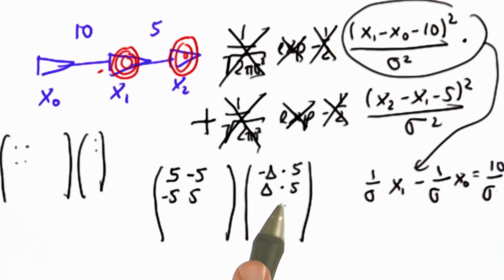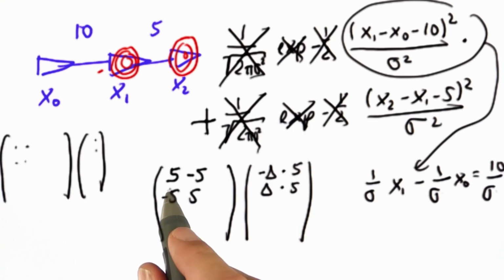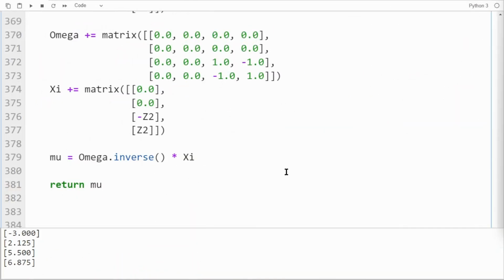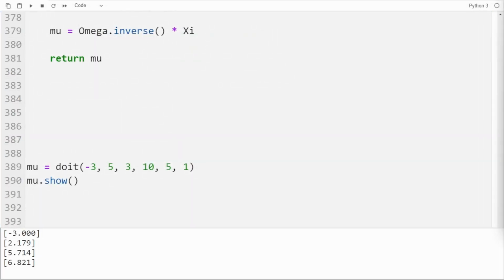Let's go back to the code and modify it so that the last measurement has a really high confidence. So I want you to multiply the last measurement between x2 and our landmark by a factor of 5. In your code, hard-coded, that is, go in somewhere over here where the last measurement is being applied and do the trick that I just showed you and see what the outcome is. When I do this, I get -3, 2.1, 5.714, and 6.821 as the answers.